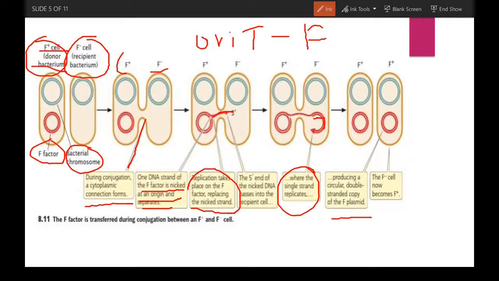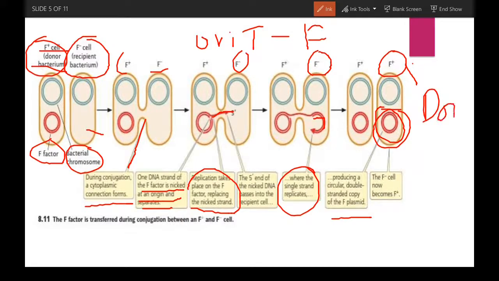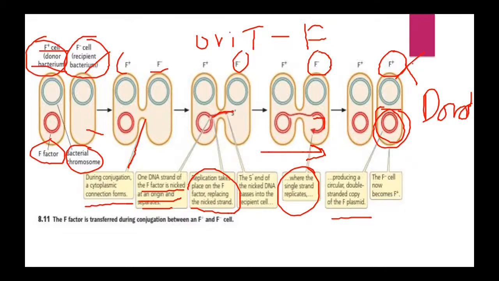So if the whole plasmid has been transferred here and it then replicates, this F minus cell, the recipient cell that was F minus until here, which did not have an F factor at the start, now has an F factor and thus has become an F plus cell. That is, it has also become a donor cell. At first it was a recipient bacterium, but now it is an F plus donor bacterium because the whole F factor has been transferred into this cell.